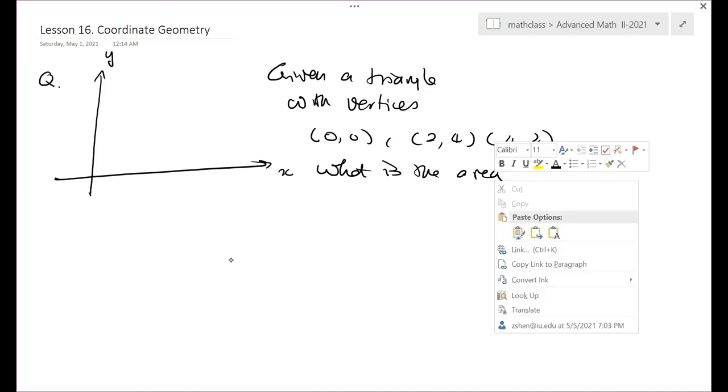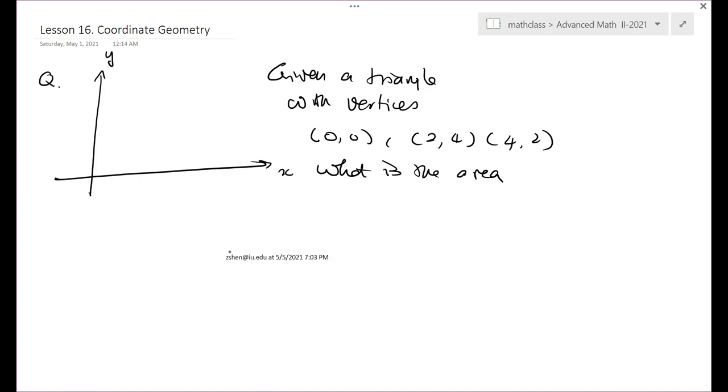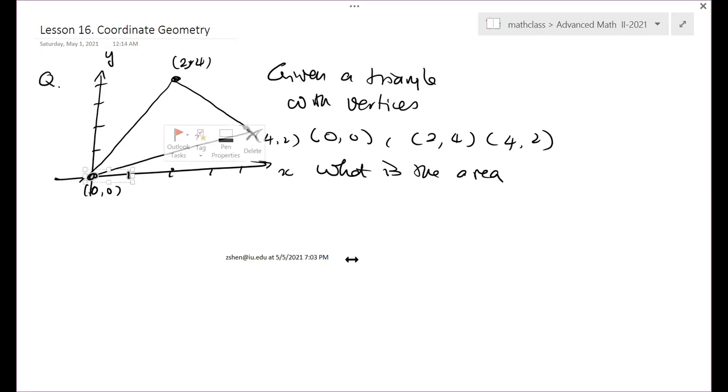Now, to solve this problem, you have to plot those points. Here's 1, 2, 3, 4, 1, 2, 3, 4. So (2, 4) is somewhere here. That's this one point, and (4, 2) somewhere here. You connect those points and you get a triangle, and you want to find the area of this triangle. The triangle is uniquely determined, of course, and the area is uniquely determined.